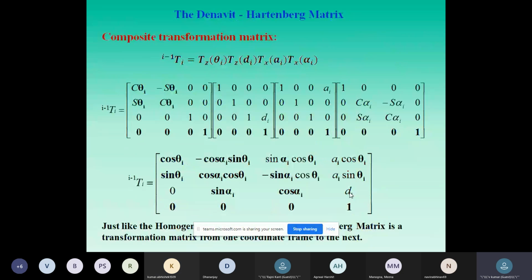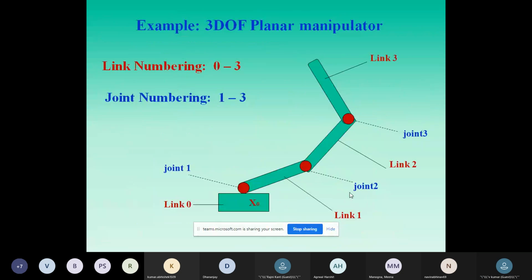Just one simple example I am giving, just simple for understanding, no complex, simple way. How many degrees of freedom is this? 3. Why? 3 joints are there: joint 1, joint 2, joint 3. It means it has 3 degrees of freedom. How many links are there here? 4. Link 0 is static, not moving. So link 0, link 1, link 2, link 3.